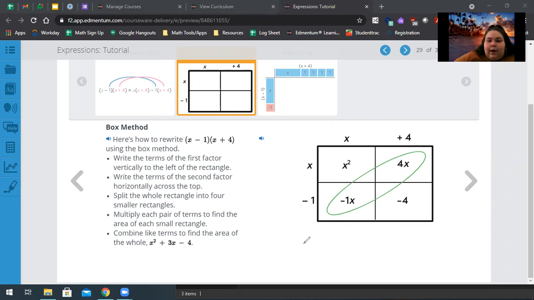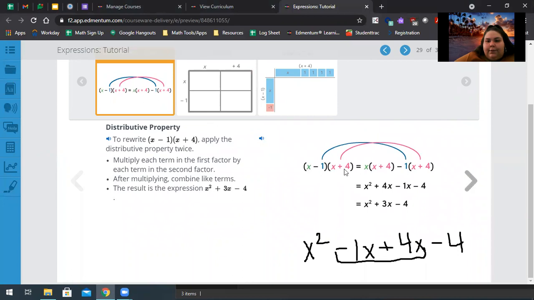Now here you can write it out. You get x squared minus 1x plus 4x minus 4. Again, they circled here in green because you can combine these to get 3x. Again, that's the same answer as what we got from here.